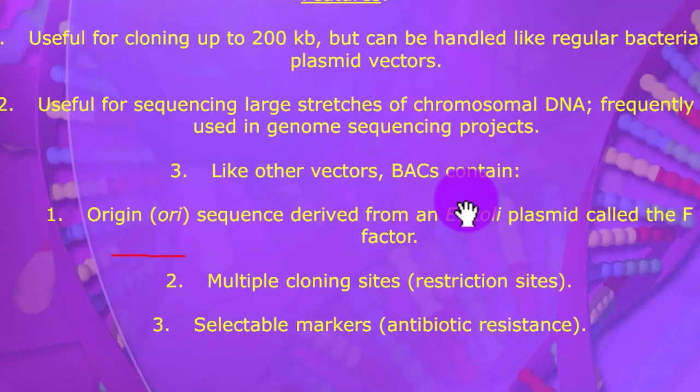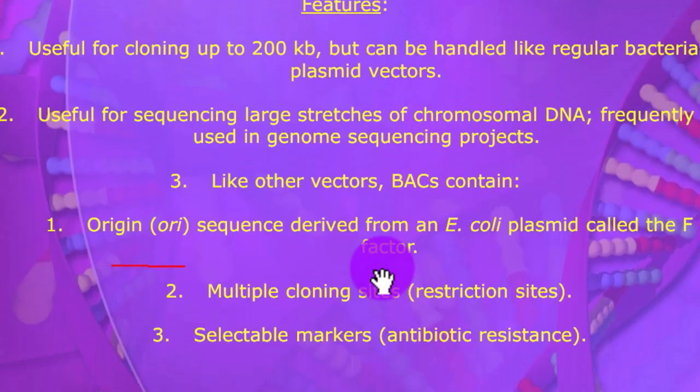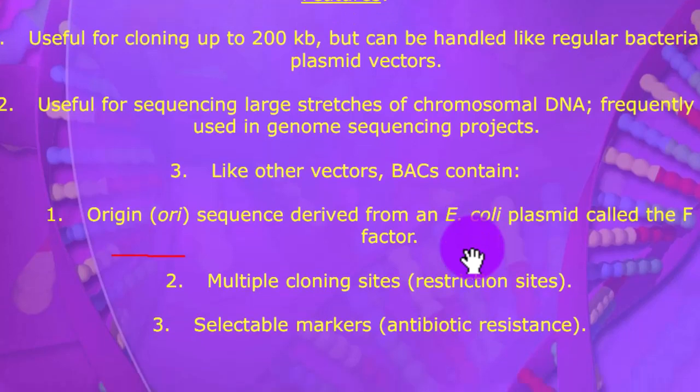Like other vectors, the bacterial artificial chromosome contains an origin sequence derived from an E. coli plasmid called the F factor, a multiple cloning site, restriction site, and selectable marker, antibiotic resistance.